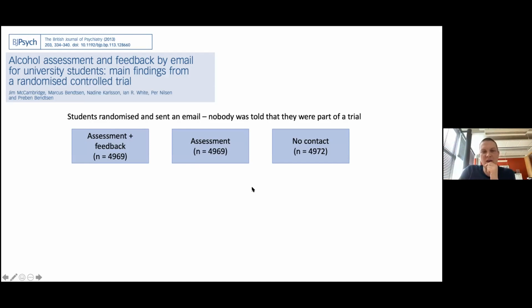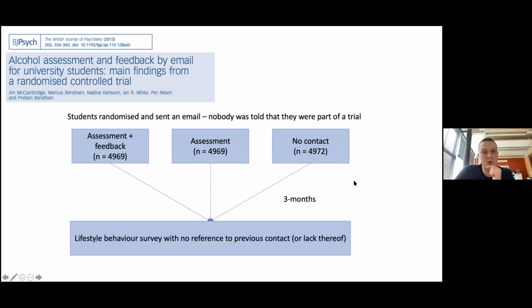And then 3 months later, we sent everybody, all of these participants, all of these students, an email about a survey on lifestyle behavior. We didn't make any reference to, oh, by the way, this has something to do with the alcohol survey you responded to 3 months ago. We didn't make any reference. We did everything that we could to separate these two things from participants' minds because we did not want to have any effects of being part of a study or anything like that. We wanted to remove all of that.